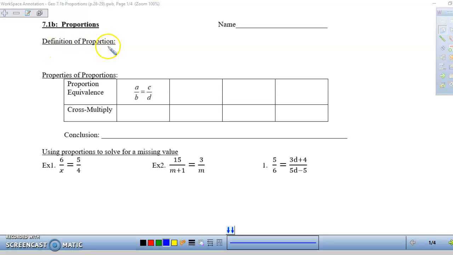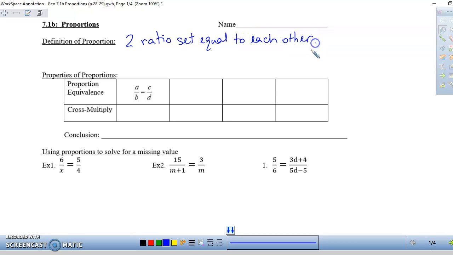So the definition of a proportion is basically when you have two ratios set equal to each other. Now, a ratio, most of the time you see that just written as a fraction. So this A over B would be considered a ratio, and C over D is a ratio as well. So this is an example of a proportion. So that is a proportion.